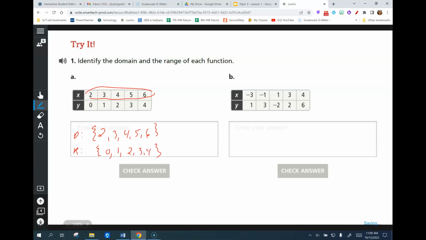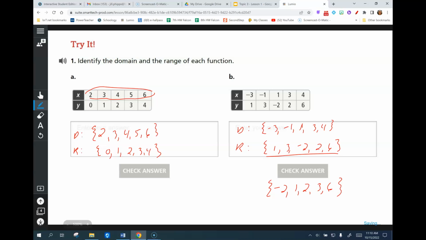Now over here, the domain would still be your x values: -3, -1, 1, 3, and 4. My range would be 1, 3, -2, 2, and 6. We usually put these in order from smallest to largest, so I would recommend on this one that you rewrite it to actually be -2, 1, 2, 3, and 6.